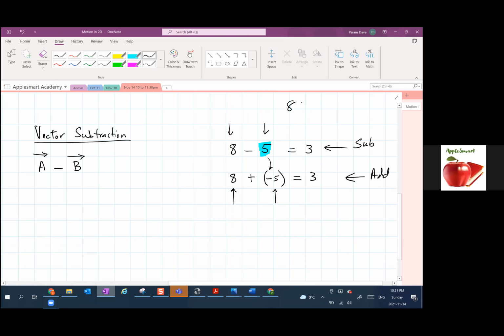Right? You cannot do 8 plus 5. I'm not saying change 8 minus 5 and do 8 plus 5. And I'm not saying that's the same thing. I'm saying 8 plus the opposite of negative 5. That needs to be added.